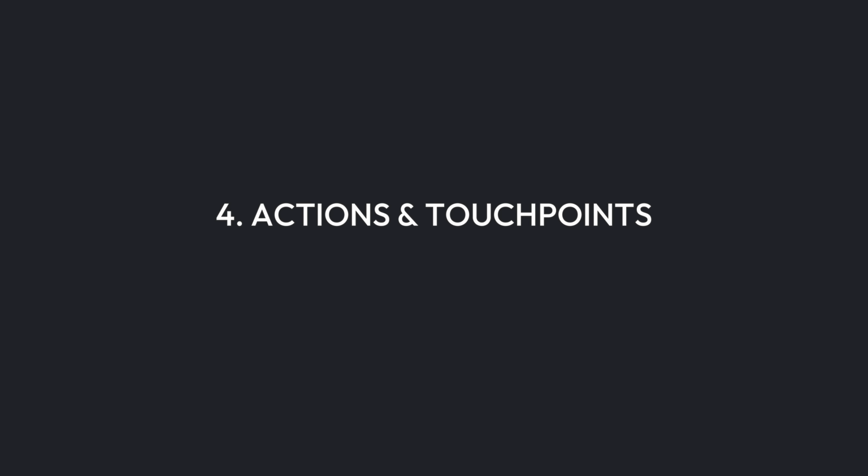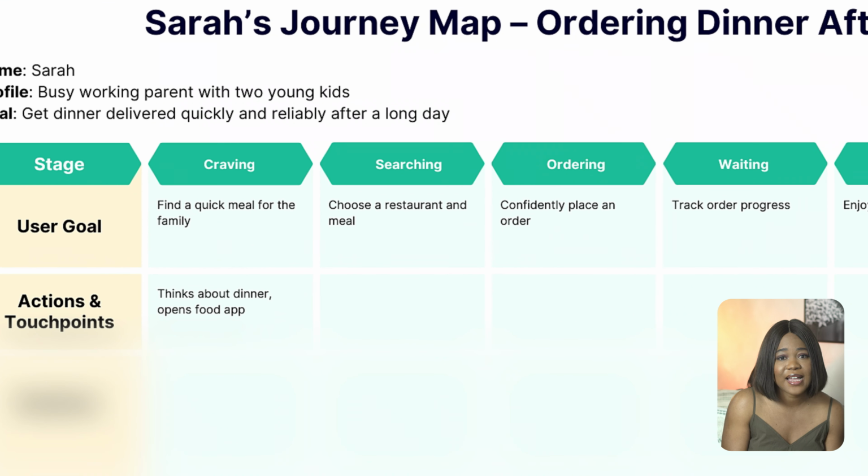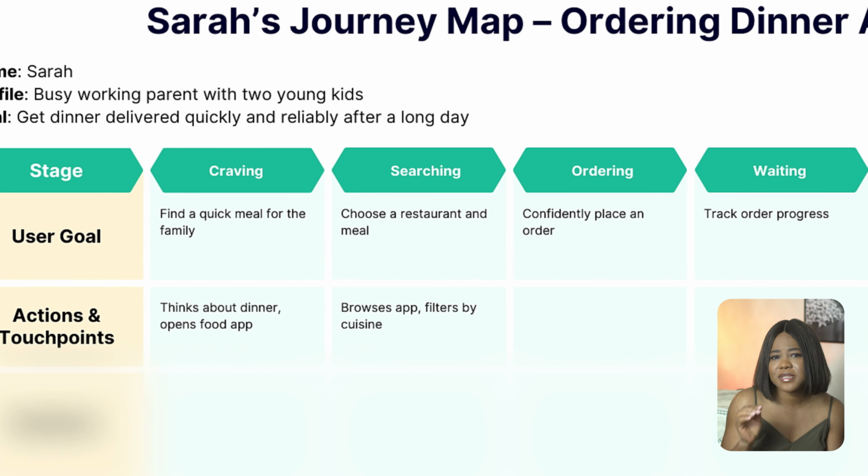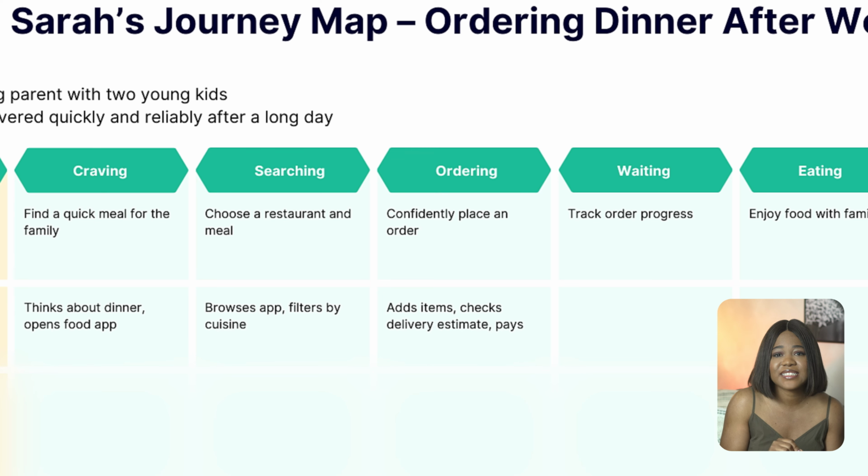Once you've identified the user goals, the next thing you need to do is identify actions and touch points. So how and where does it happen? Now, we will map what Sarah does and where those interactions occur. Across her journey, she moves between different touch points. So for example, she sees the food delivery ad on TikTok. That's where we have awareness. Then she opens up the app and scrolls through restaurants. That's search. And then she adds items to her cart and checks delivery times.